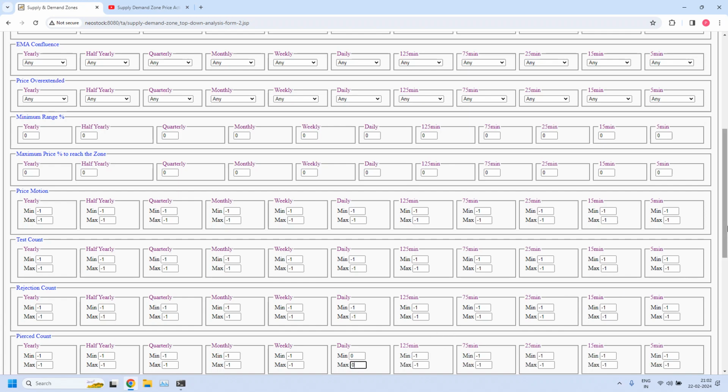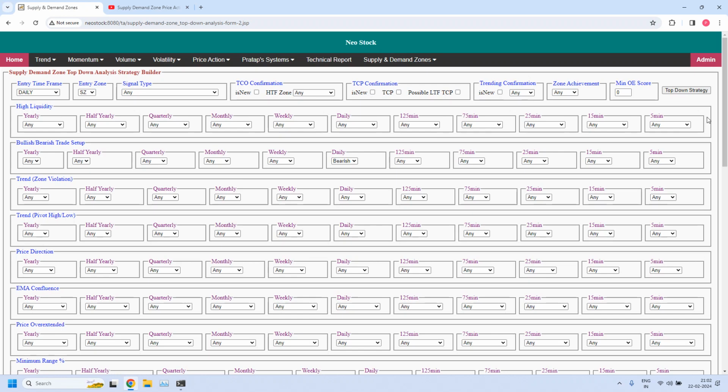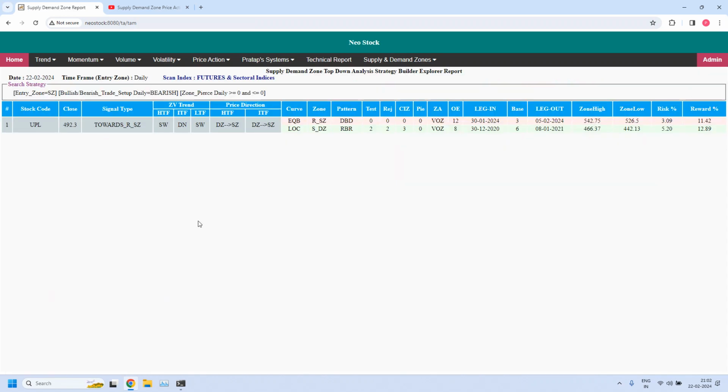Bearish trade setup stocks are very few, because at present the market is near the all-time high. So only one stock is filtered. Currently this stock is moving towards the supply zone. So this is about the bullish and bearish trade setup for monthly income trade.